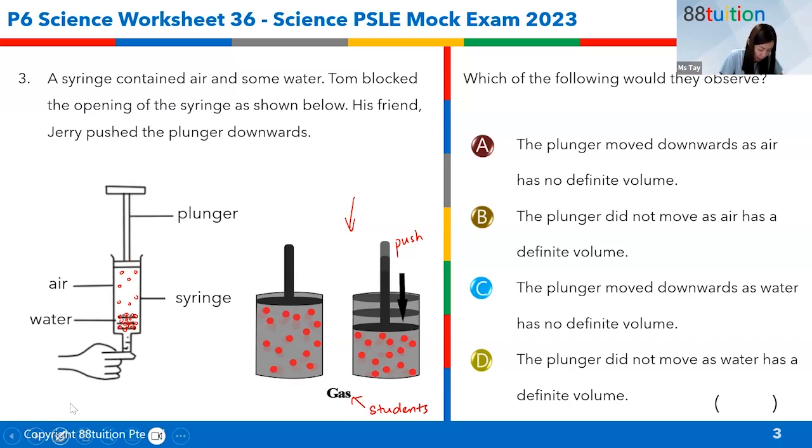Because there are a lot of spaces. If you take a look over here, these are the spaces that they can move into, they can come closer together. So there's a lot of space between air particles. Answer is A. Plunger moves downwards because no definite volume. And I explained why no definite volume already, right? Because they will want to occupy all the space given to them.